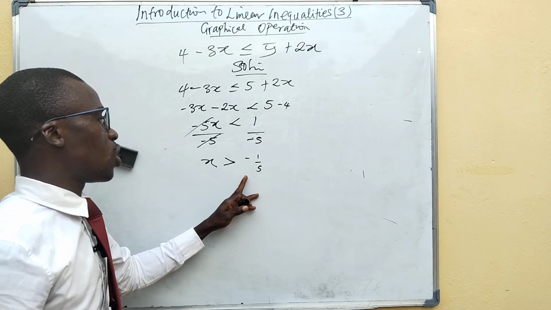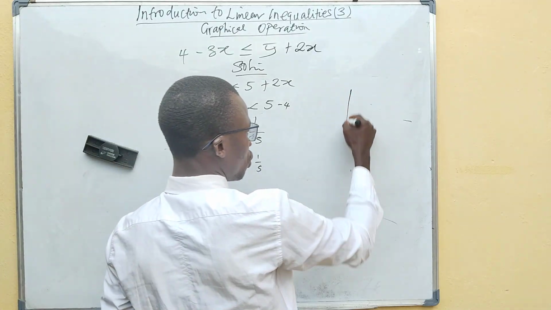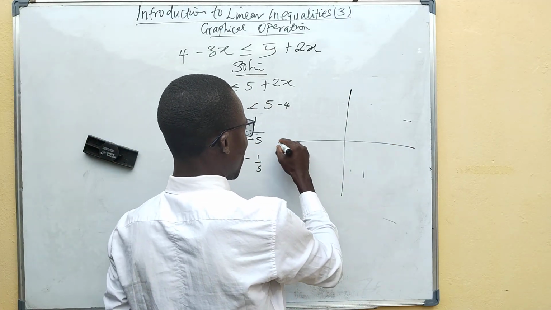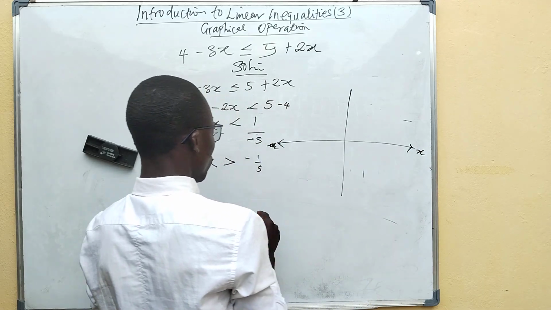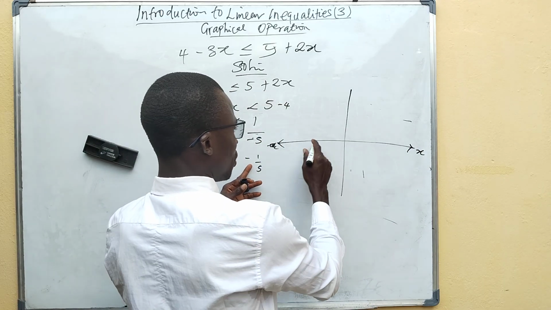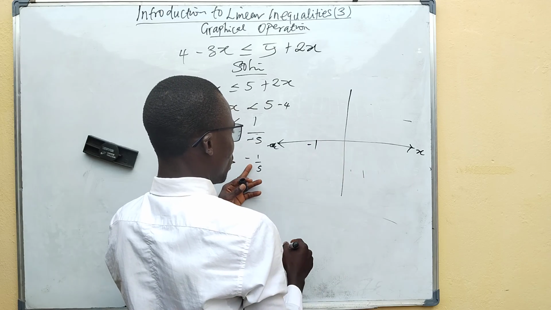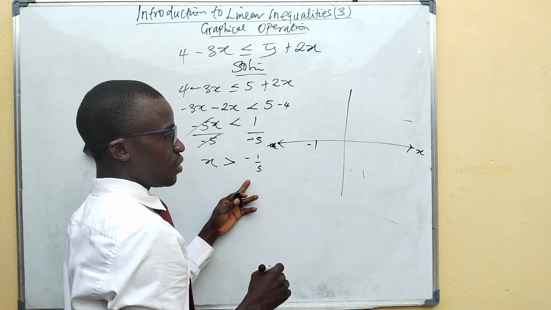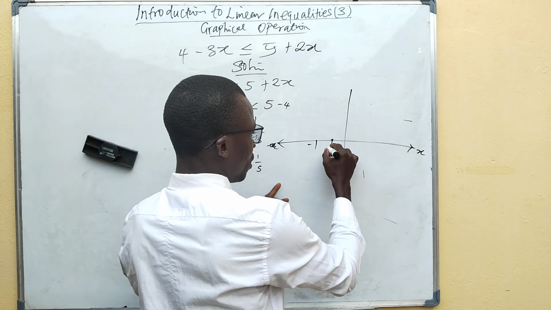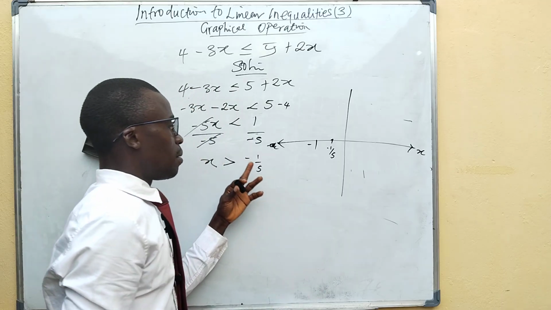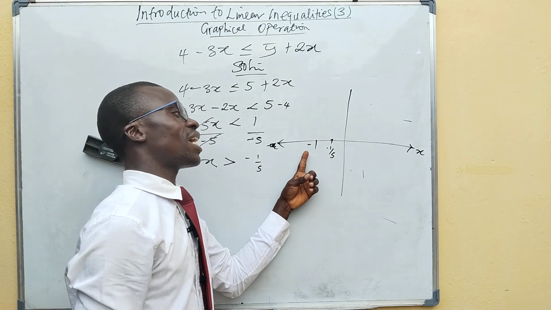Now we are going to show this either on a number line or in a graphical method. We have this as our negative x and positive x, with minus 1 over 5. If I have this to be my negative 1, negative 1 over 5 is greater than negative 1. So I can have my negative 1 over 5 here. I hope you understand.